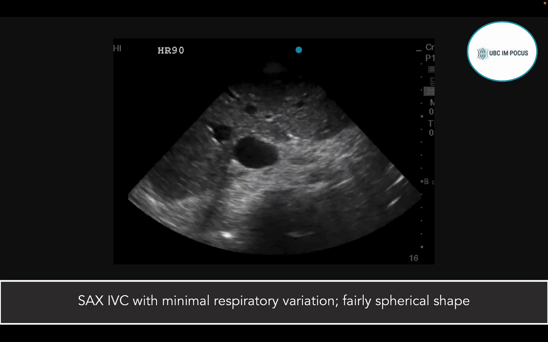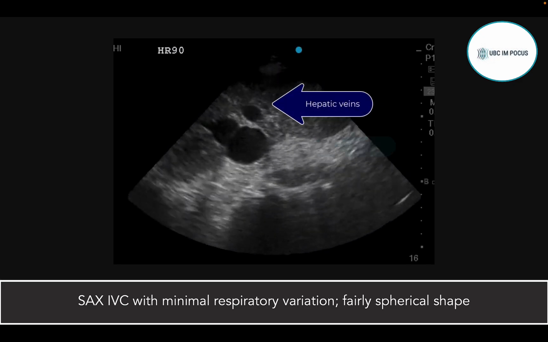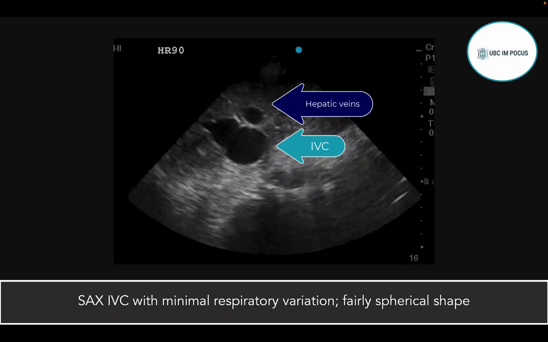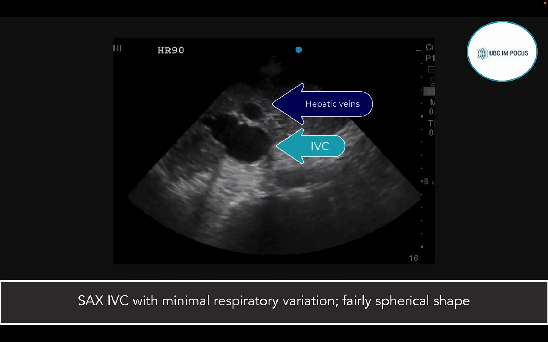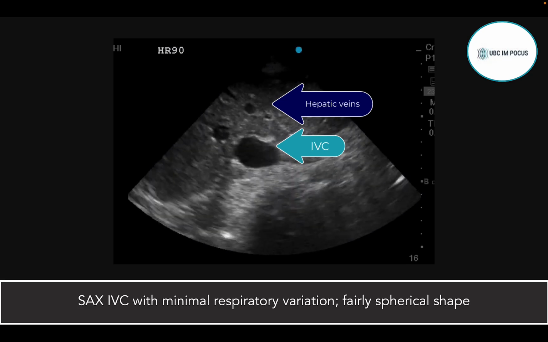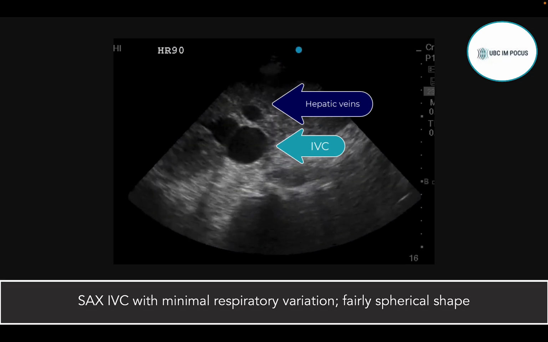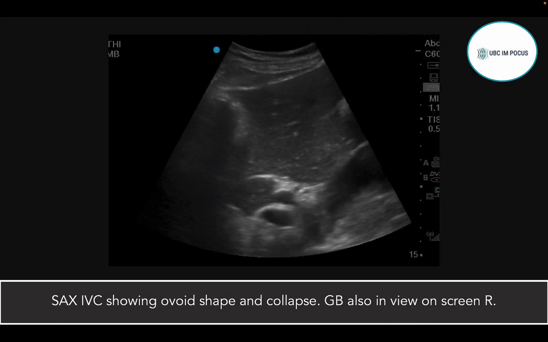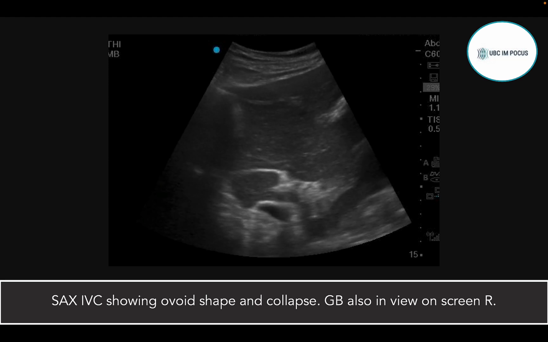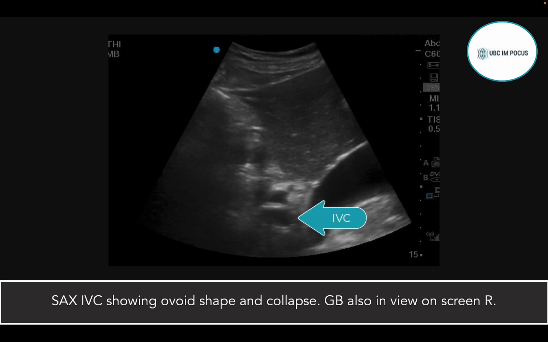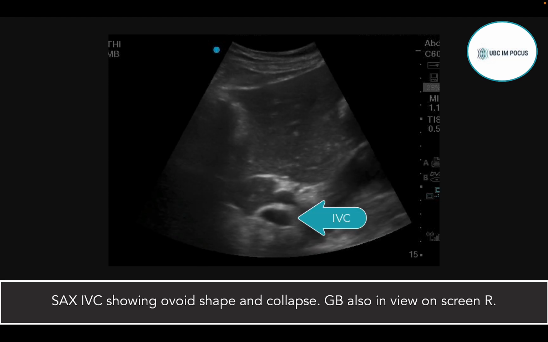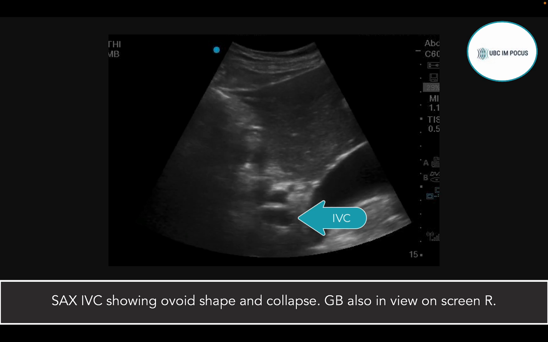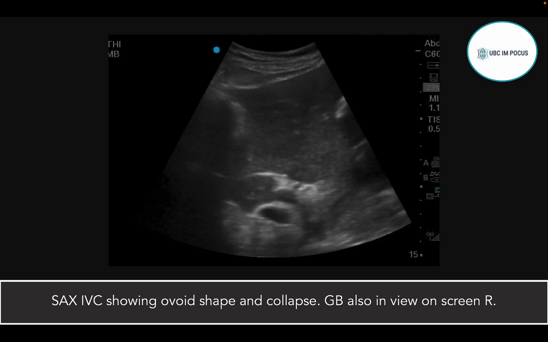Here's another short axis view with the hepatic veins coming right into the IVC there. And again, minimal respiratory change in its size and quite a rounded shape. So again, I would say this is a plethoric IVC, consistent with a high CVP. Here is, in contrast, quite an ovoid IVC. So we see a bit of a hepatic vein above it, and then the IVC itself looks quite elliptoid, collapsed, a bit triangular, not really rounded like we saw in the previous slide.